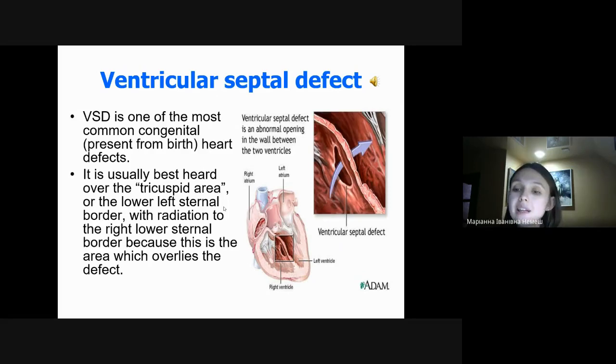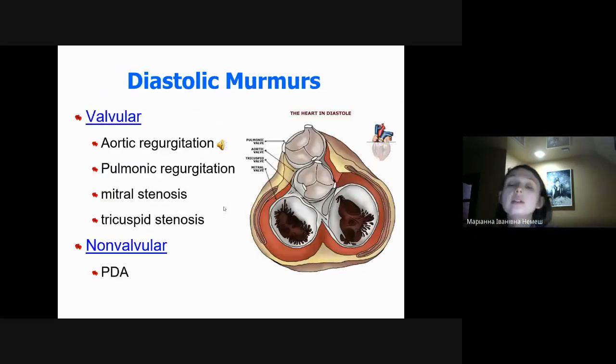Ventricular septal defect is one of the most common congenital heart defects. It happens due to a defect between the two ventricles. It's usually best heard over the tricuspid area or the lower left sternal border, with radiation to the right lower sternal border, because it's the area which overlies this defect. This is also one type of the systolic murmurs.